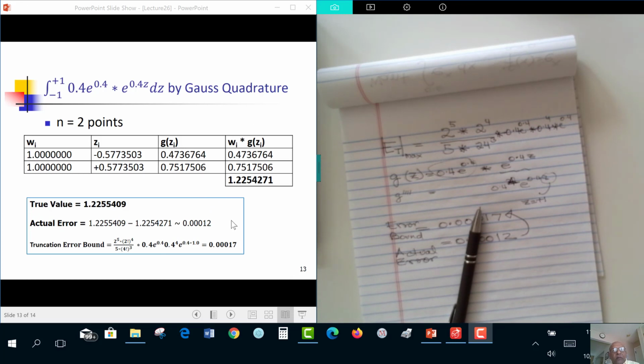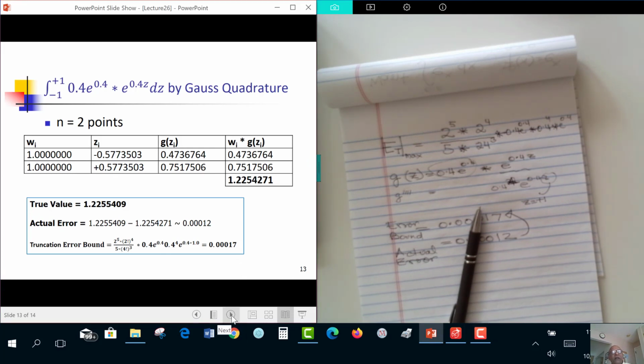Okay, so a lot of work, but you can see just with 2 points, we were able to get 3 correct decimal digits, which is fantastic. But we require a lot of precision in our data and in our calculations.